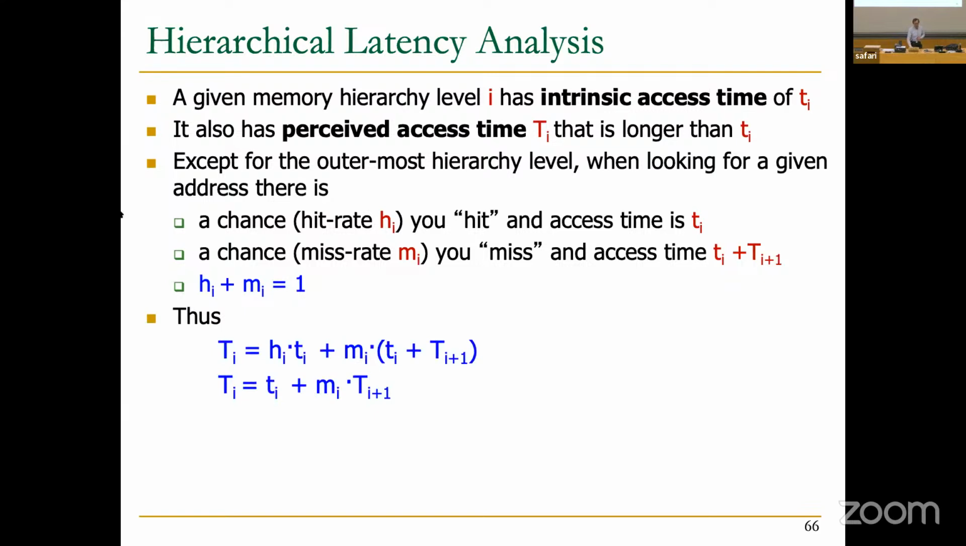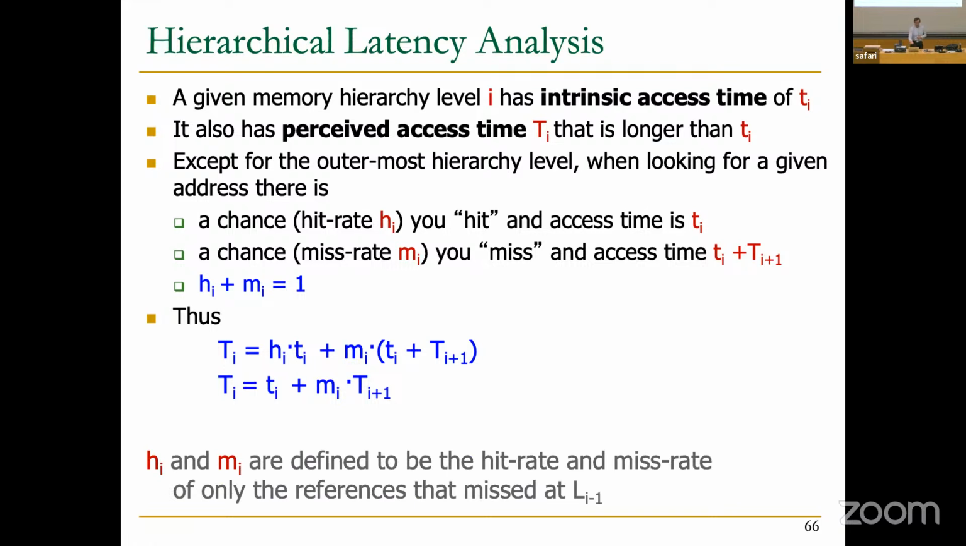But if you actually expand this equation, the perceived access time at level I is the hit rate of that level times the intrinsic access time of that level, plus the miss rate of that level times the intrinsic access time of that level plus the perceived access time of the next level. Because now you need to go to the next level for accesses that miss. And if you use this equation to make this simpler, the perceived access time of level I is the intrinsic access time of that level, because every access needs to go through that intrinsic access time to figure out whether it's a hit or miss, plus the miss rate at that level times the perceived access time of the next level, okay?